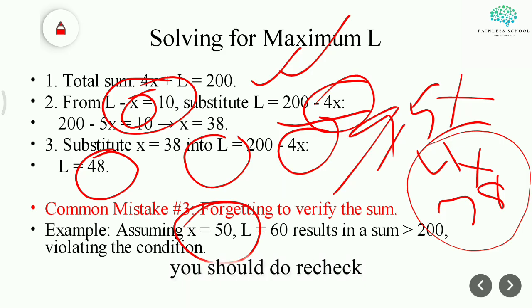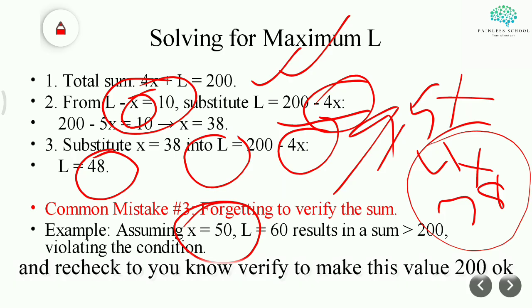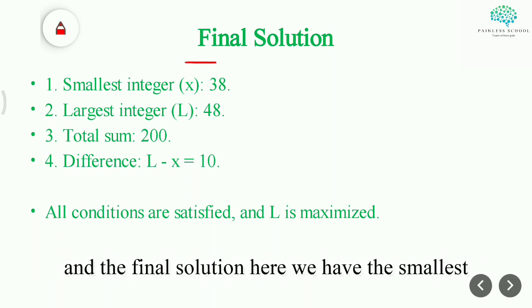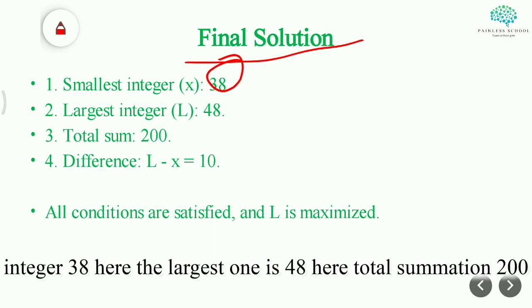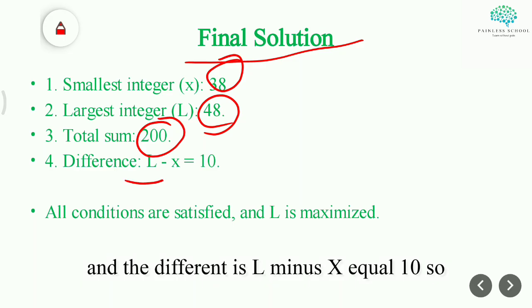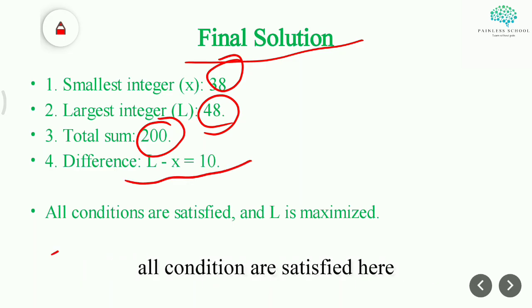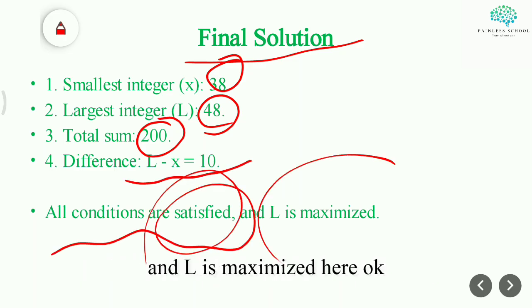You should recheck and recheck to verify that the total is 200. And the final solution: the smallest integer is 38, the largest is 48, the total summation is 200, and the difference L minus X equals 10. So all conditions are satisfied and L is maximized.